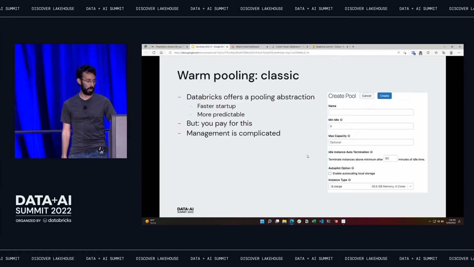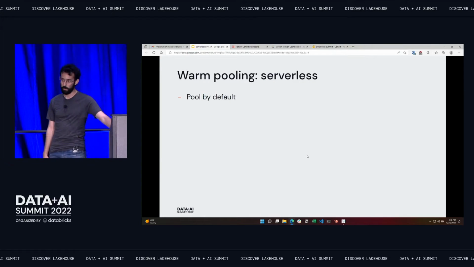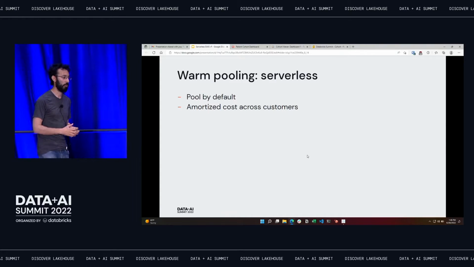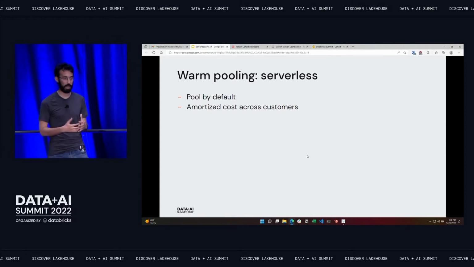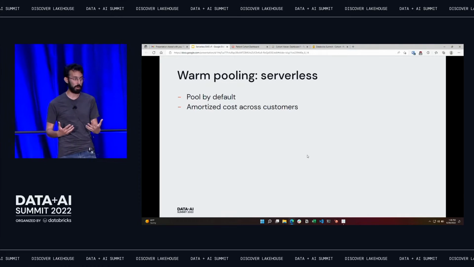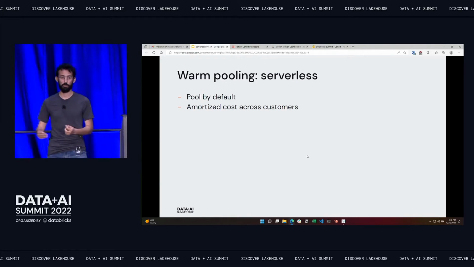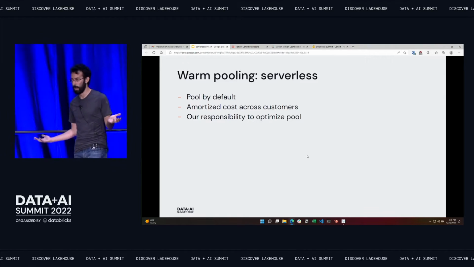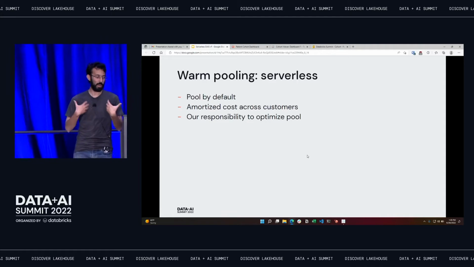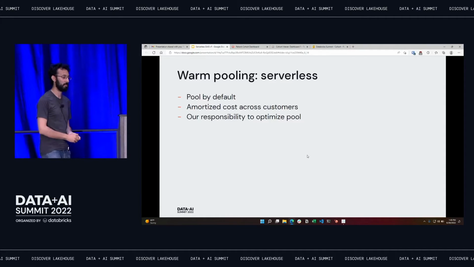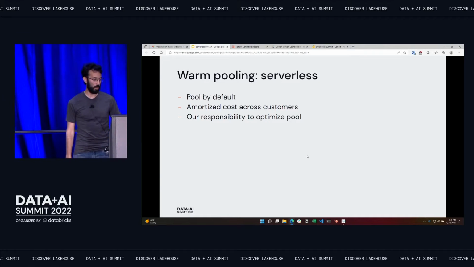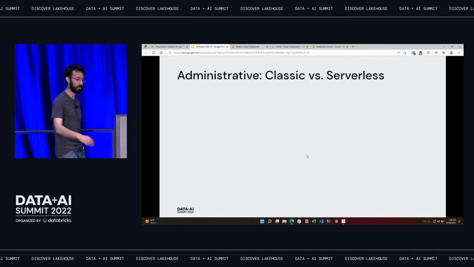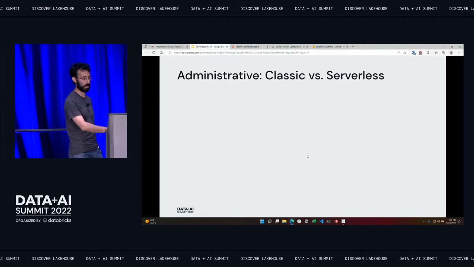That's challenging. So in serverless, we pool by default, and we can do so because we can amortize that cost across many customers. So we can offer the same benefits, faster startup, as Nikhil showed. We can offer even predictable performance because we can amortize the bursts of multiple customers, sort of average it out, and have one large pool. And of course, it's our responsibility to optimize the pool to minimize the instances. It becomes our responsibility, not your responsibility, to figure out what the right sizing and the right instance types are, while still providing excellent user experience. And the last reliability feature I want to mention is the administrative costs.